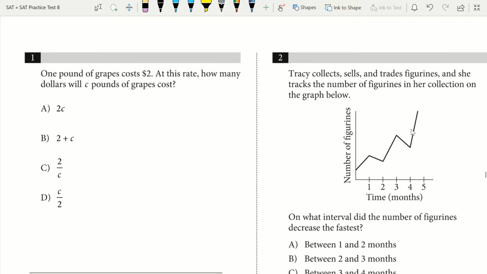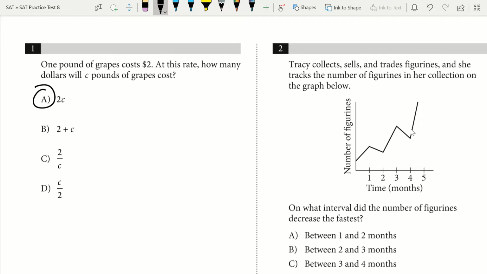1 pound of grapes costs $2. At this rate, how many dollars will C pounds of grapes cost? Alright, well each pound costs $2, so we're going to have 2 times the amount of pounds we have will be our total cost. So our answer is going to be A, 2C.